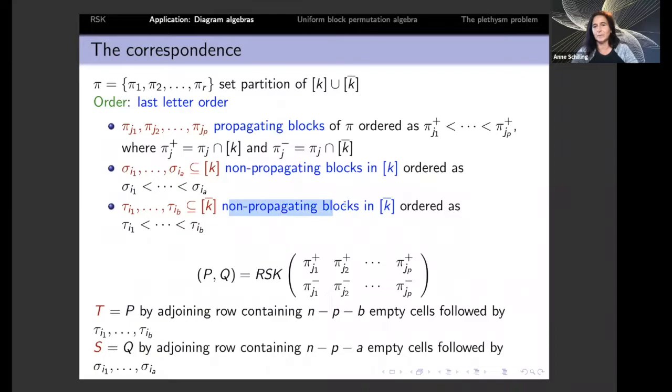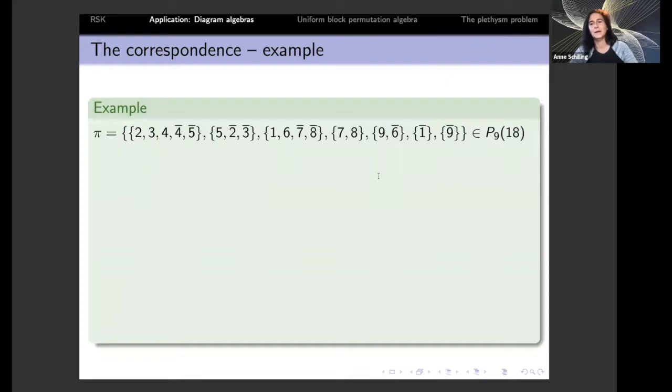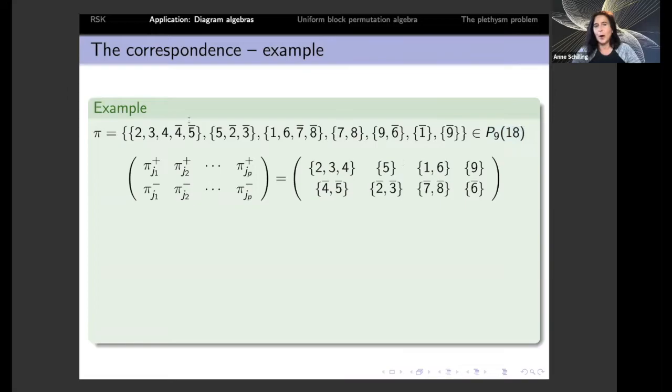And to the Q, we are going to adjoin the ones with the non-propagating blocks in the alphabet K. So here's an example. Okay, so here's now my partition algebra P9 18, so n is 18. My propagating blocks are these ones. So we have four propagating blocks. I split them into the unbarred and barred letters, and I order them in the last letter order.